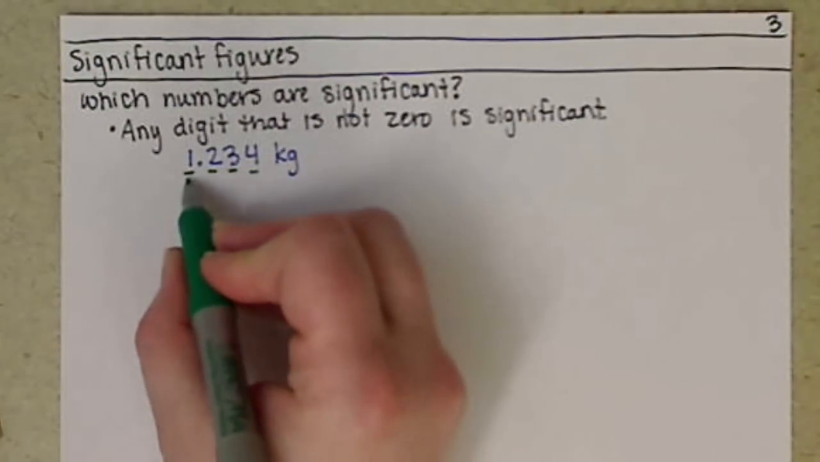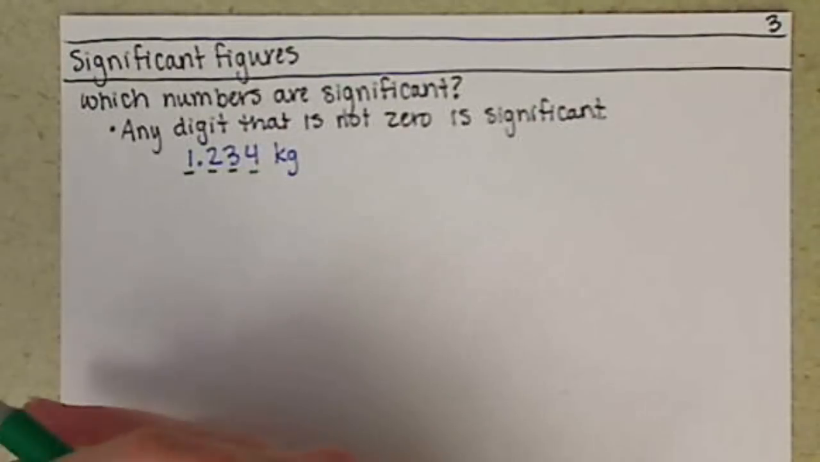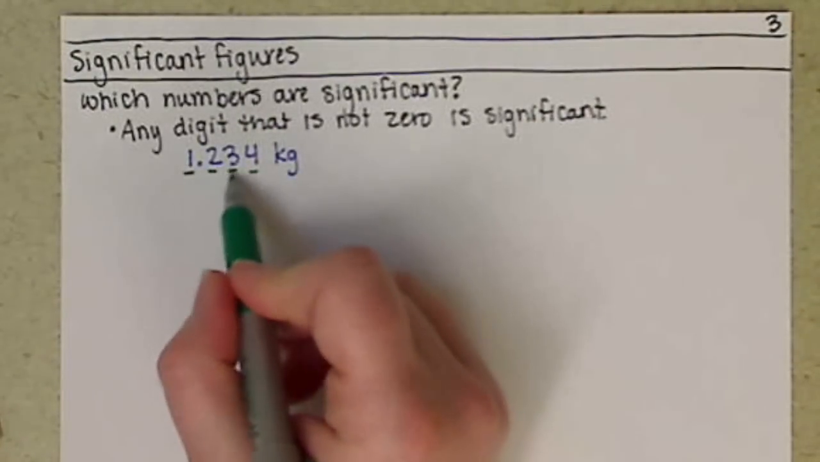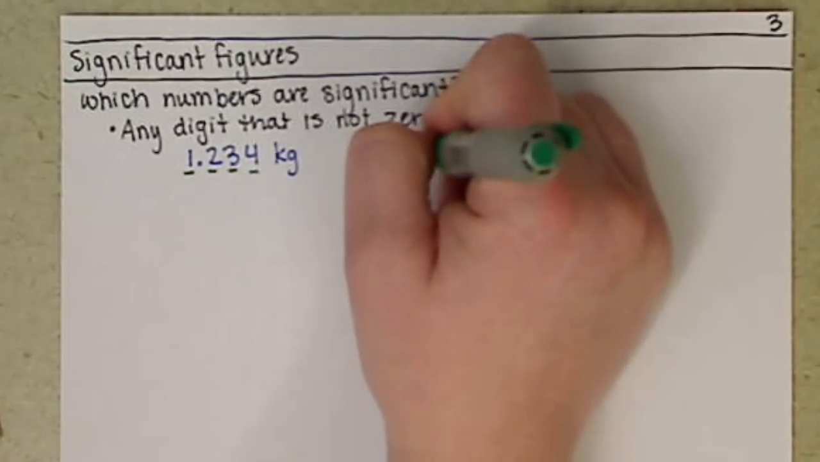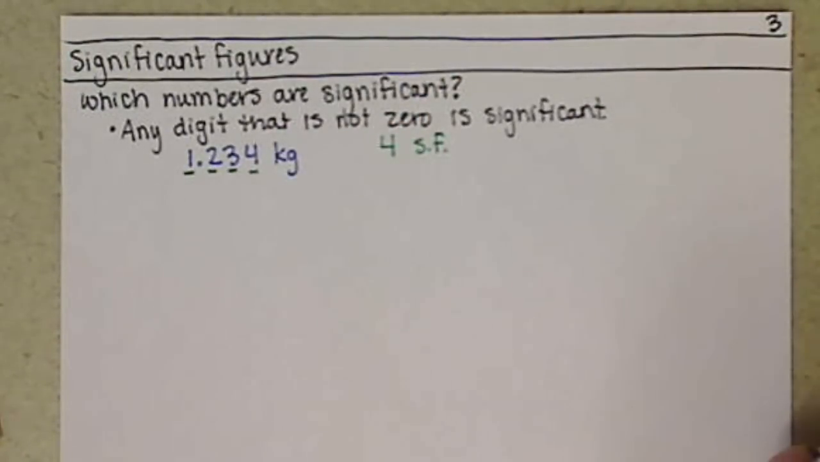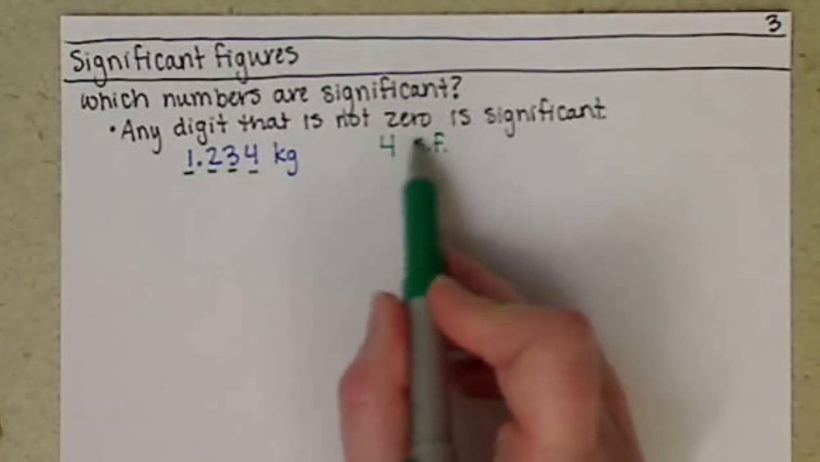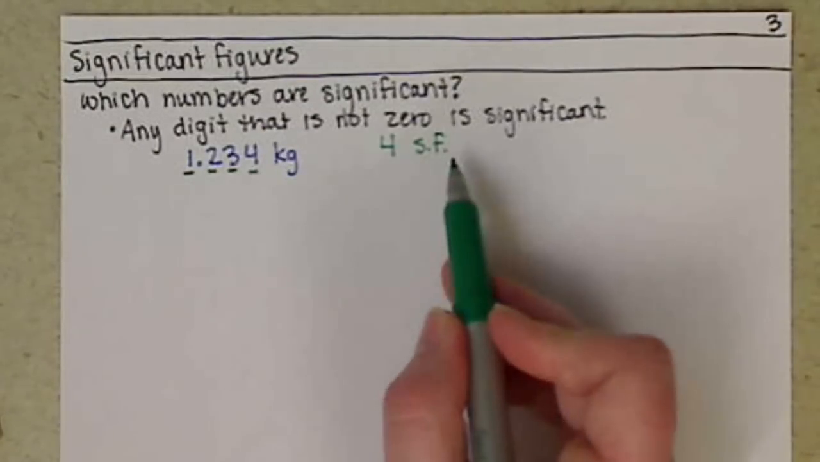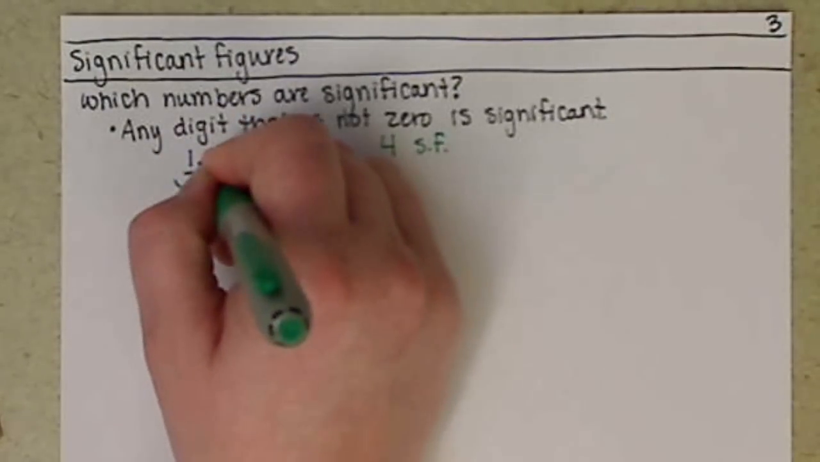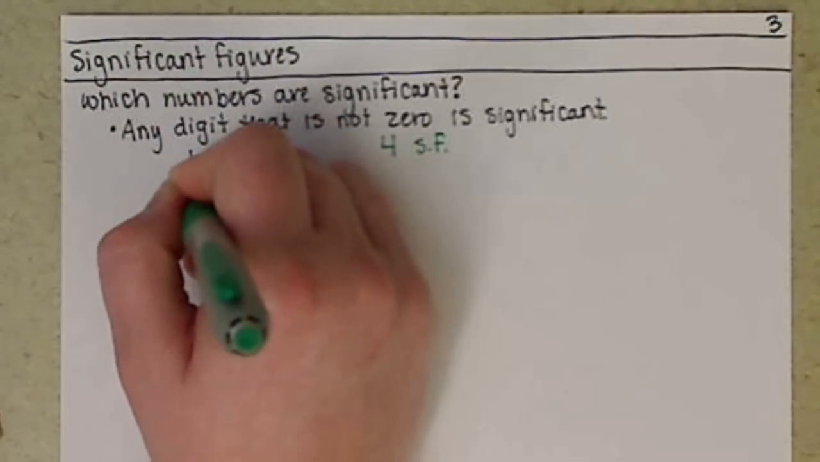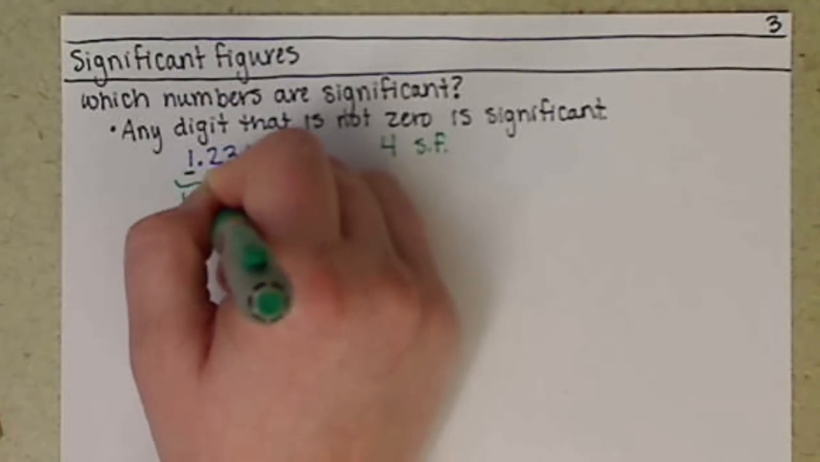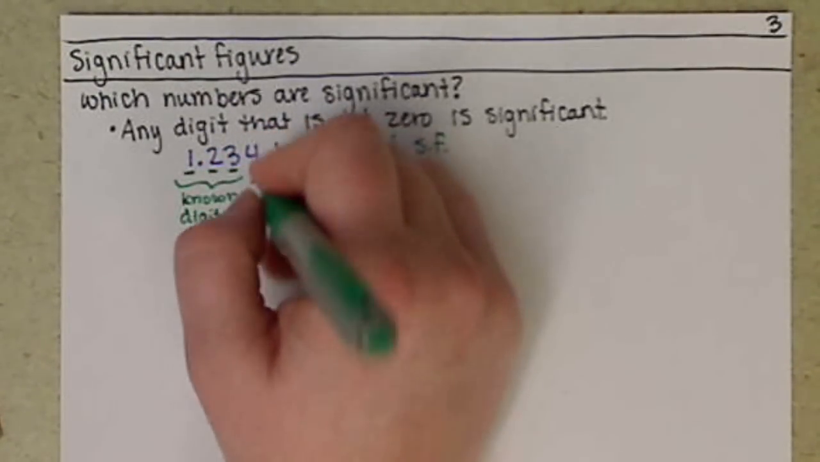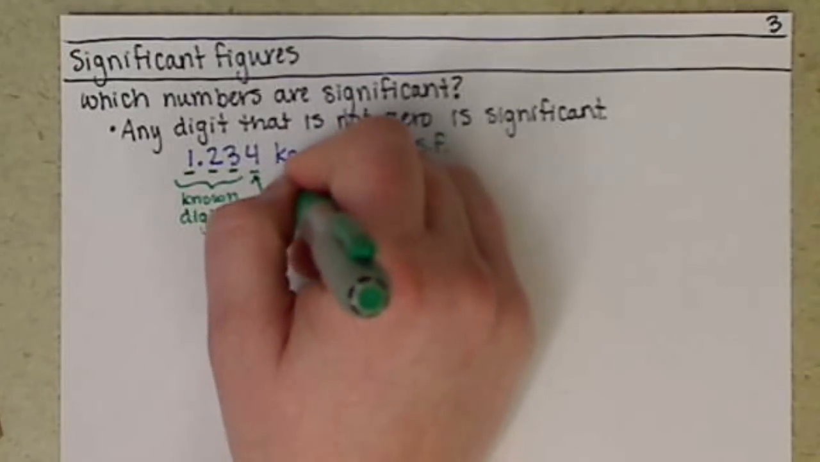I typically, when I'm showing what numbers are significant and what are not, I'll underline which ones are significant. So this number as written has 4 sig figs. Now, whenever we have a number that has sig figs in it, these first 3 are the known digits. And our last one, this is the uncertain digit.